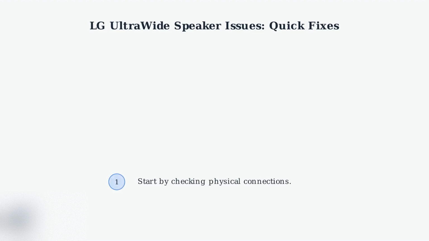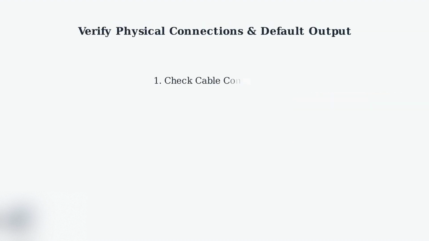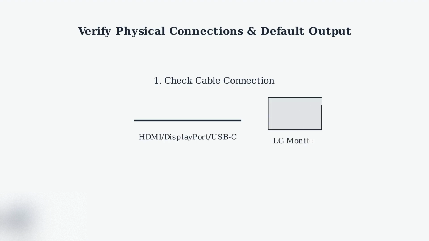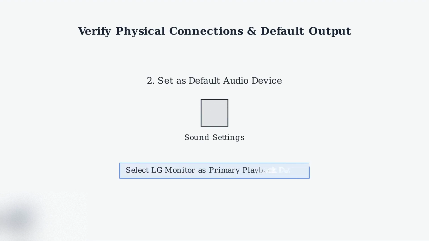Start by checking physical connections. First, ensure your HDMI, DisplayPort, or USB-C cable is securely connected to both your computer and the LG monitor. Then, set your LG monitor as the default audio device in your operating system. Go to your system's sound settings and select the LG monitor as the primary playback device. This step is crucial for proper audio routing.